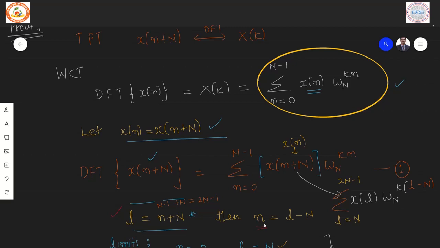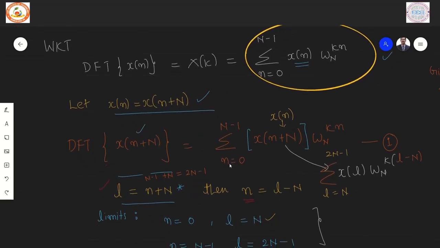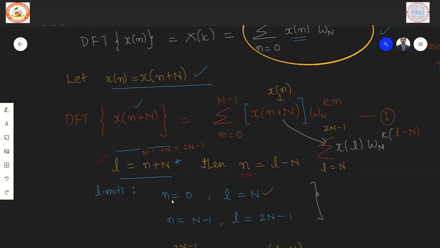Therefore, from this we can obtain the value of small n to be equal to L minus capital N. Also, the limits which were previously defined in terms of n should now be defined in terms of L. To calculate the limits, first we consider the original limit n is equal to 0, substitute the value n is equal to 0 in this relation and solve for L. So we get L is equal to capital N.